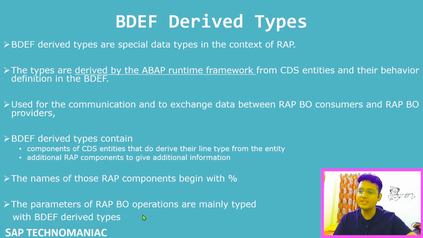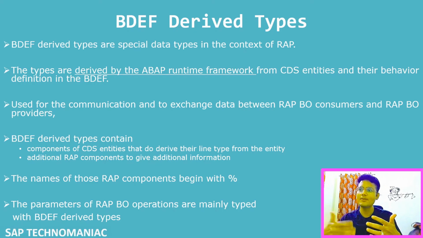The last thing: most of the parameters of the RAP business object are derived types. Whenever we declare the methods, we have the importing parameter and the changing parameter, and all of these parameters will be of a derived type only, not the normal type. The derived type has the particular entity information along with some additional information. Some of those fields have a percentage in front, and those fields are also grouped under a field group. We will see all of these when we do coding in the system. So these are the basic things we have to know whenever we are doing coding.